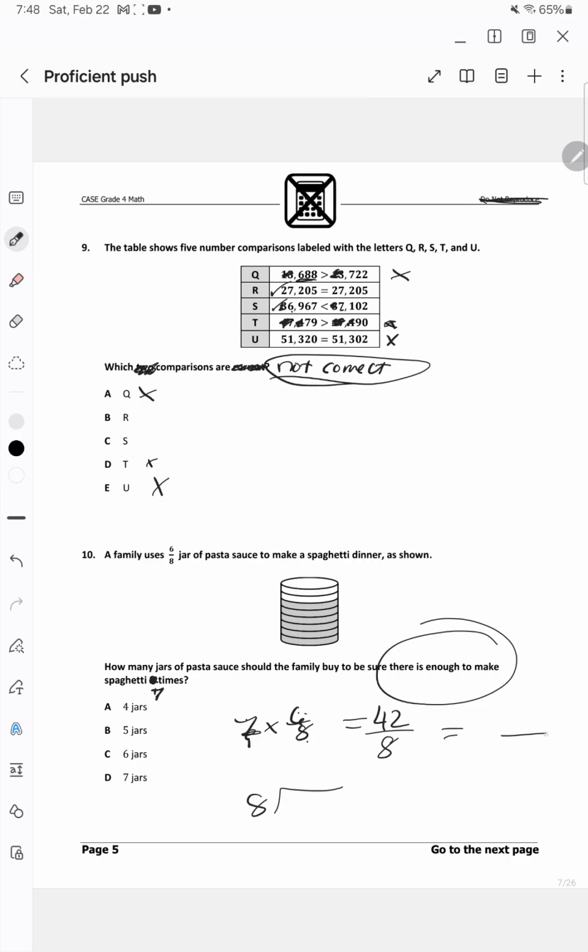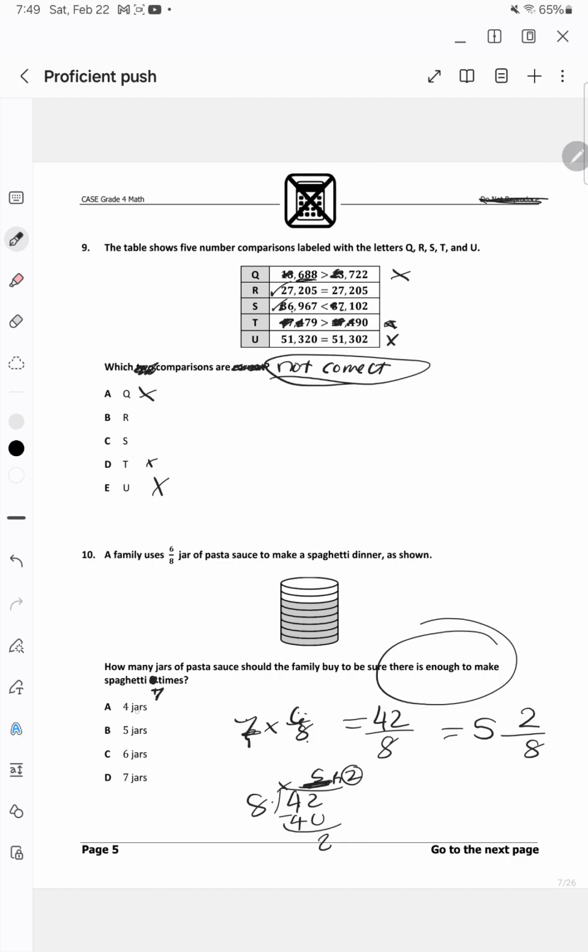So our denominator is definitely going to stay the same. 8 can fit into 42 5 times, because 8 times 5 is 40. And I ended up having a remainder of 2. Now your remainder is always your numerator, and that's your whole number. So the answer is 5 2/8.